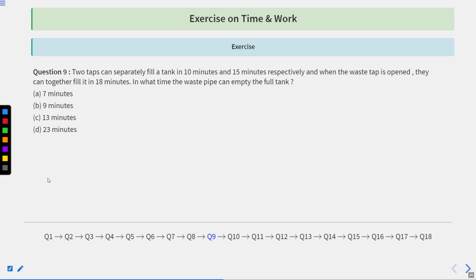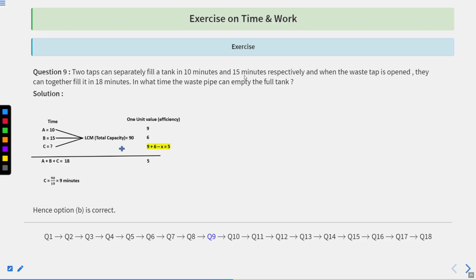Now, question number 9. Two taps can separately fill a tank in 10 minutes and 15 minutes respectively. And when the waste tap is opened, they can together fill it in 18 minutes. In what time the waste pipe can empty the full tank? So till now in the questions, we calculated how much time will it take to fill the tank completely when one of tap or pipe is trying to take the water out. But this time we have to find how much time will it take to empty the tank completely.